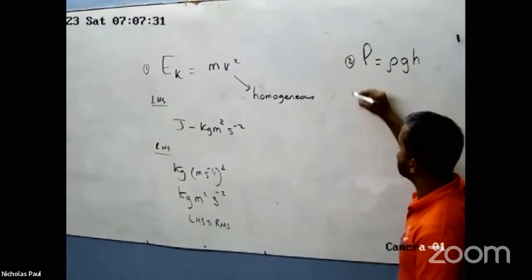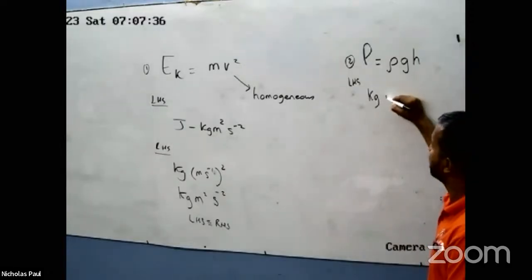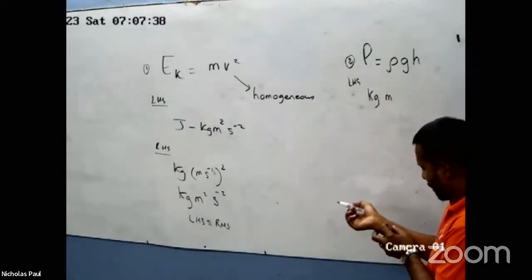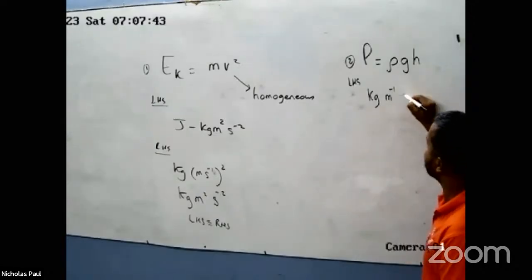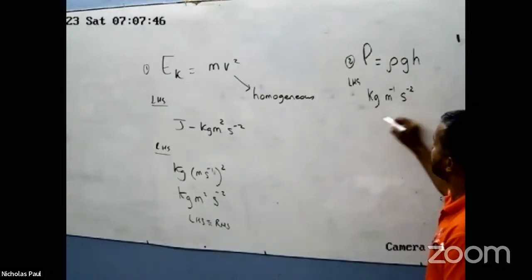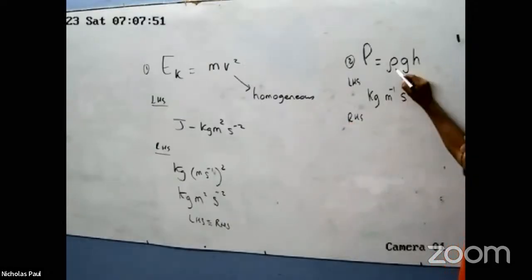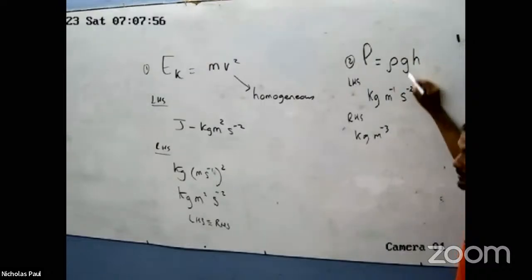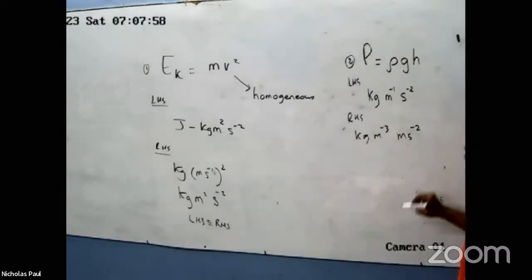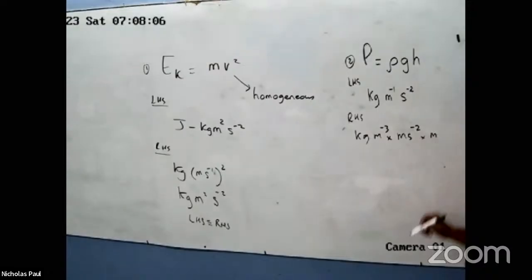Right, so left-hand side is what? Left-hand side is kg m to the minus 1 s to the minus 2. Right-hand side now. Density is kg m to the minus 3. Gravity is what? m s to the minus 2. And height is meters.